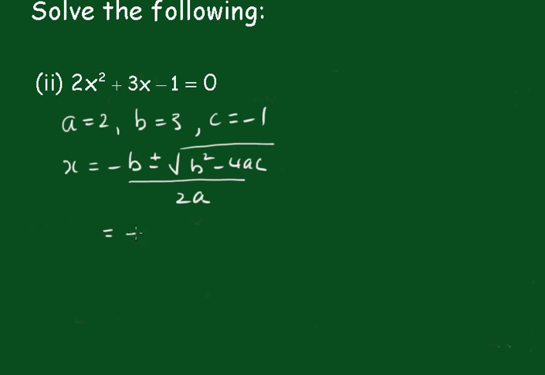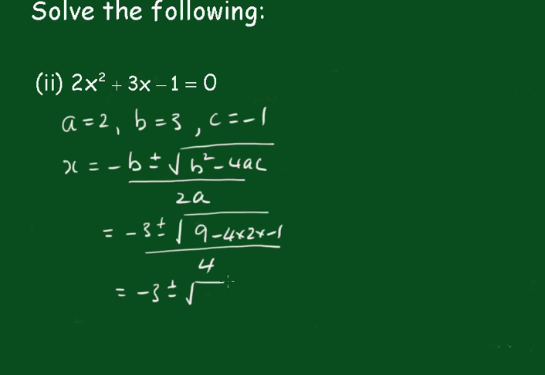And it's going to be minus 3 plus or minus square root of B squared, which is 9, minus 4 times 2 times negative 1, all over 2 times 2, which is 4. That's minus 3 plus or minus square root of, now minus and minus give a plus, that's 8, so that's 17 on 4. Nothing to simplify here, so there are our solutions. And you may leave it in that form, it's acceptable.